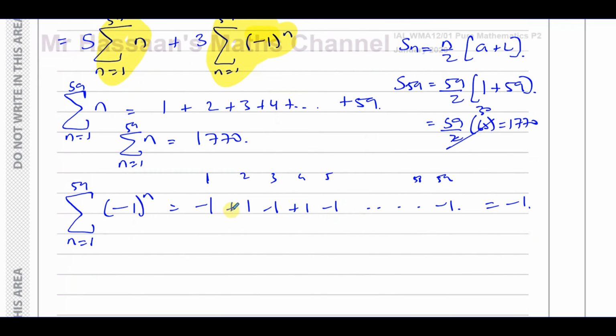This is a geometric sequence. Why? Because you have a common ratio. If you divide a term by the term before it, each time you get minus 1. So it's actually a geometric sequence where the first term is minus 1. The common ratio is also minus 1.